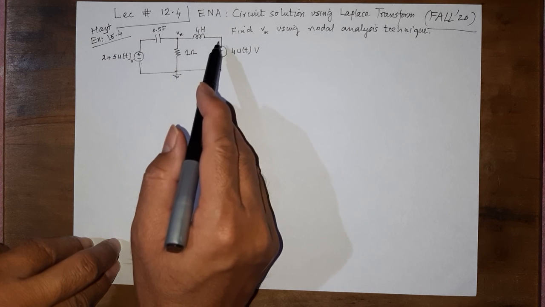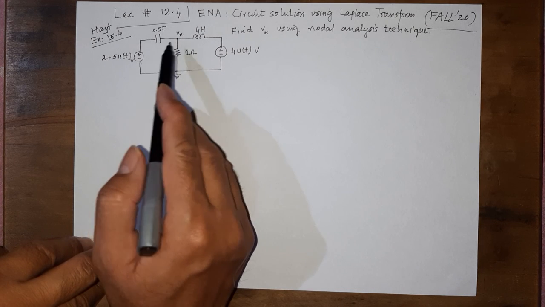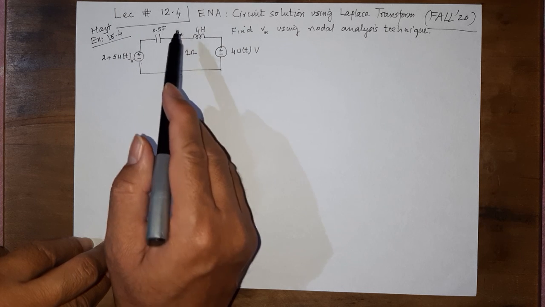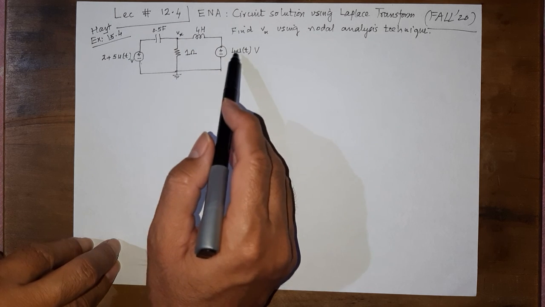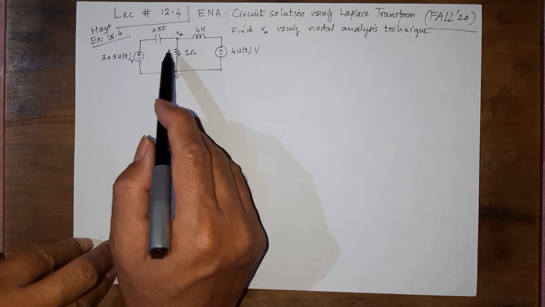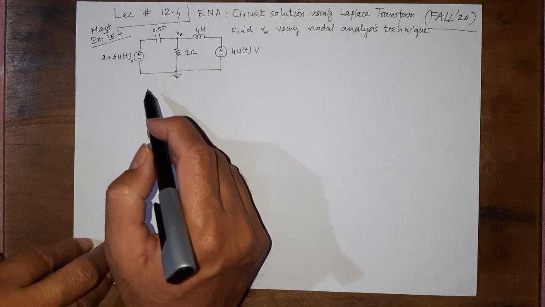So basically you are going to short this, take this source and find this Vx, say it is Vx dash, and then short this and take this source and find this Vx double dash, then Vx would be equal to Vx dash plus Vx double dash.